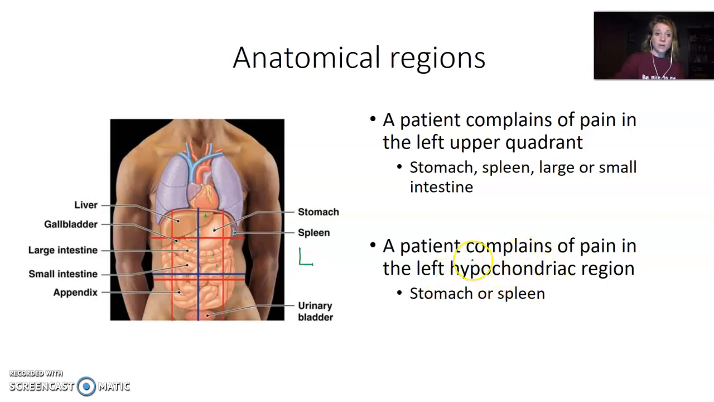Now, if a patient is complaining of pain in the left hypochondriac region, now this is one of the 9 squares, which are shown by the red lines. Again, here's our left side, and hypochondriac means under the cartilage. So we are looking just here in this little space, and it could be either the stomach or the spleen, and that's it. So you can see how very specific you can get by using the 9 regions as opposed to using the abdominal quadrants.